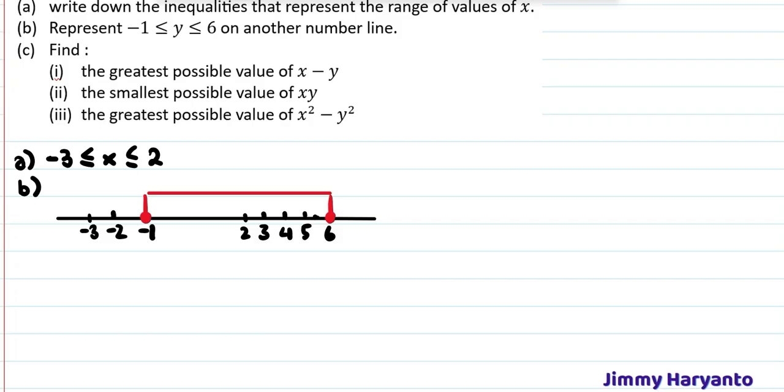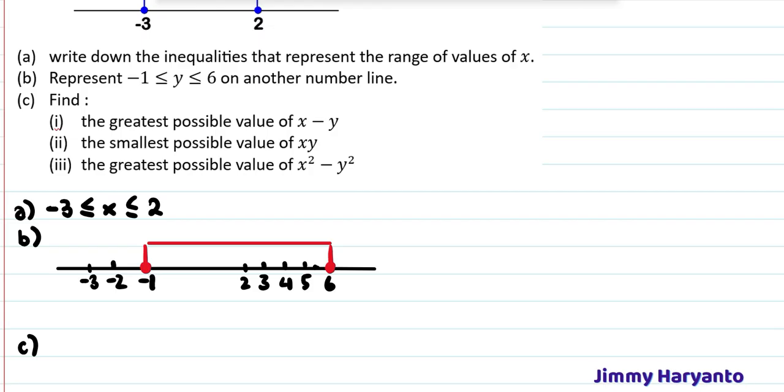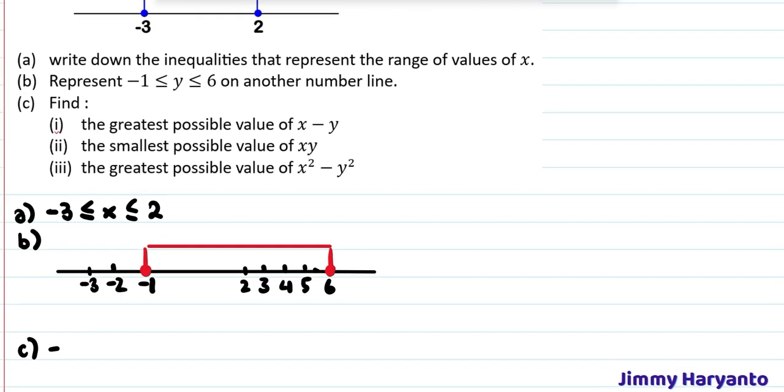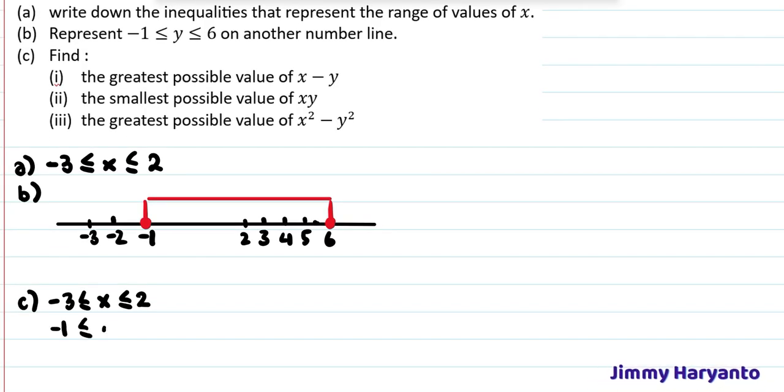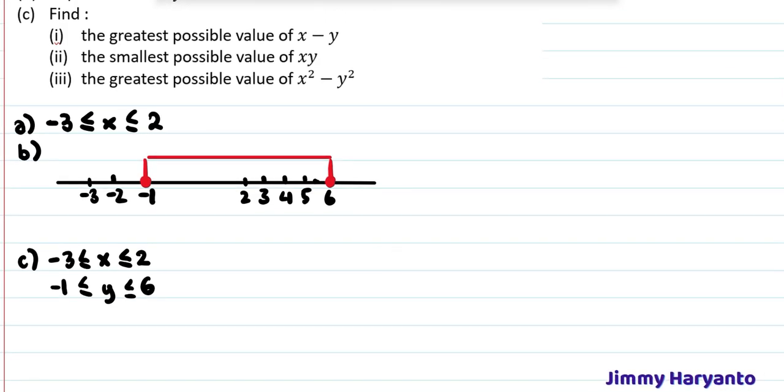And then question C is a little bit difficult, because we have two variables right here. Let me write it down first: x is -3 less than or equal to x, less than or equal to 2, and y is -1 less than or equal to y, less than or equal to 6. The question wants you to find the greatest possible value of x minus y. So the question wants you to find the maximum, the greatest. This is a subtraction.